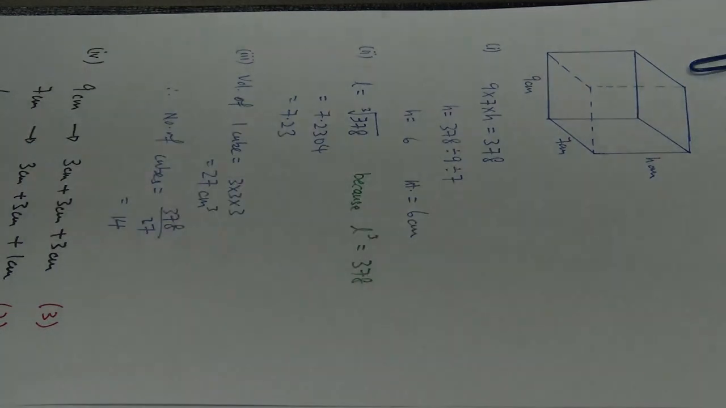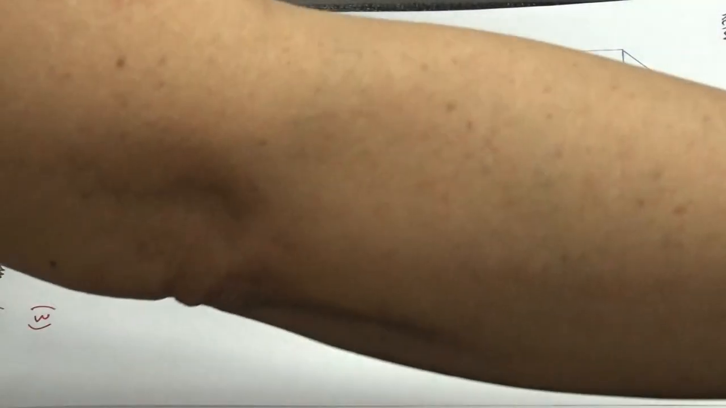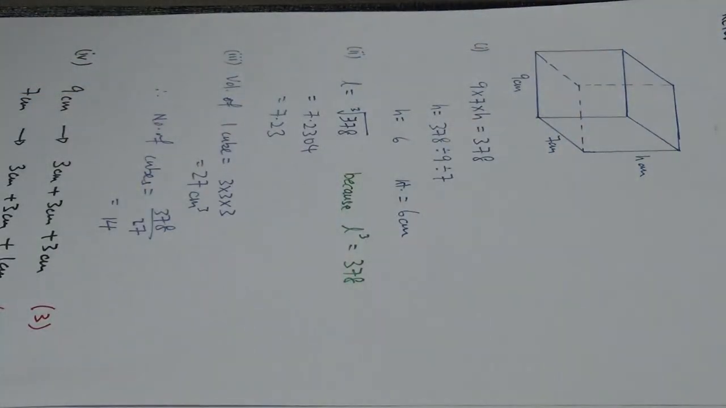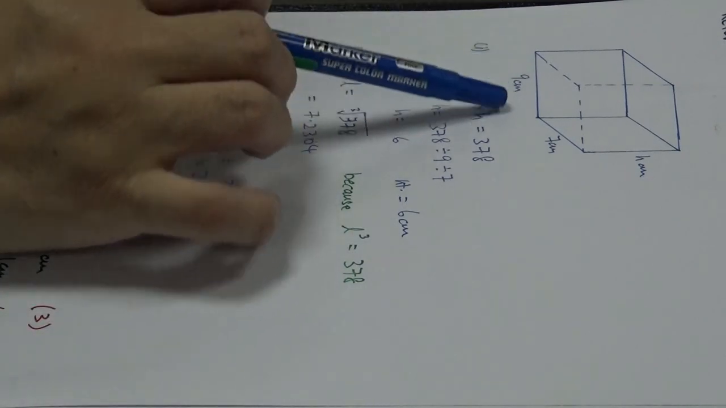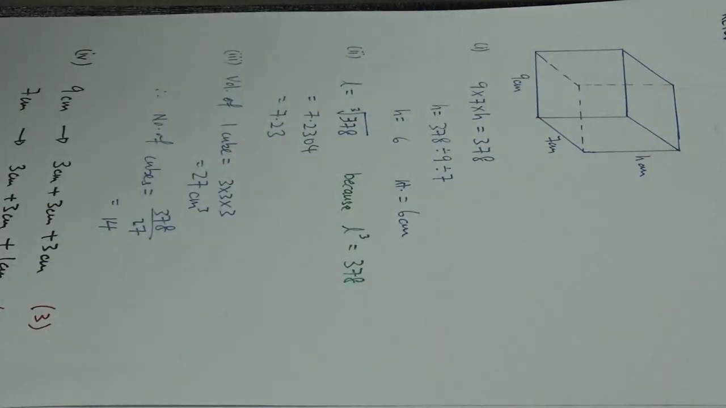All right, class, I'm going to go through work example 2 on page 175 of your textbook. Can we take a look at the question? A cuboid with dimensions 9 cm by 7 cm by h cm has a volume of 378 cm cubed. Calculate the height h of the cuboid.